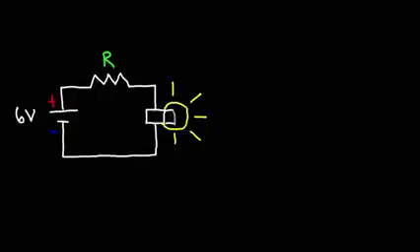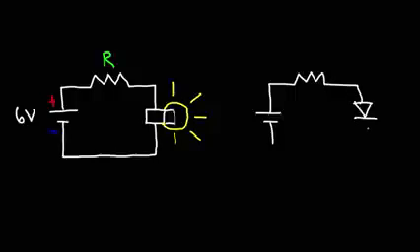Now, with these types of light bulbs, they're not very efficient in generating light energy. They work, but a lot of the energy is wasted as heat energy. They generate a lot of heat. And there's another type of device that we could use that can also generate light energy. And this is known as an LED, a light emitting diode.